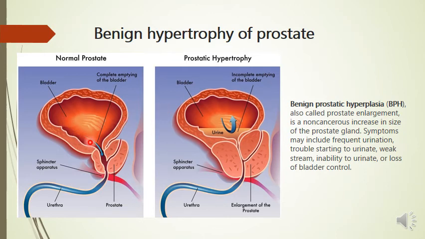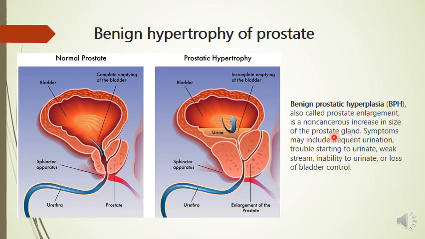So this one is the normal prostate here, and this is the prostatic urethra. In hypertrophy, here we can see the gland is enlarged. We call it benign because it is not cancerous, it is not malignant. So enlargement is there and difficulty is there, but it is non-cancerous. So it is called prostatic enlargement, benign prostatic hyperplasia, BPH, also called prostate enlargement. It is a non-cancerous increase in size of the prostate gland.